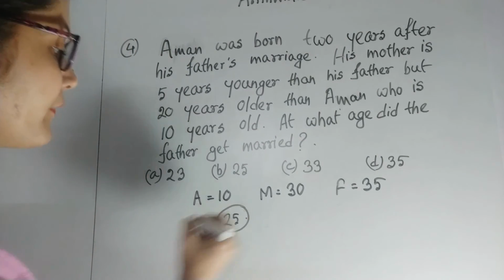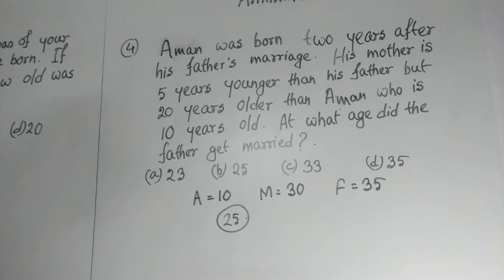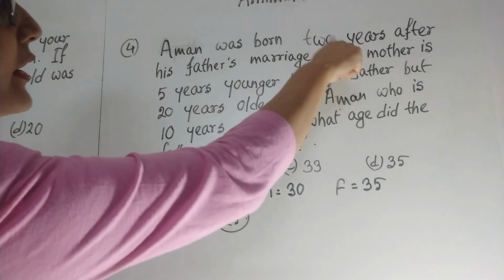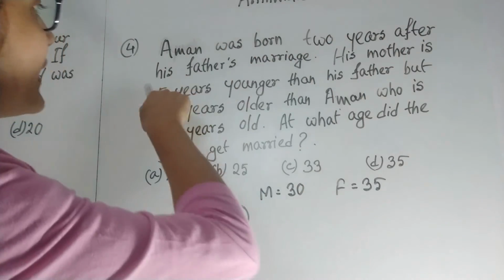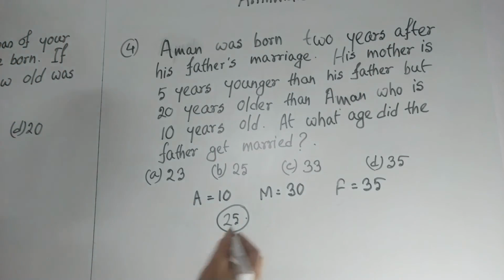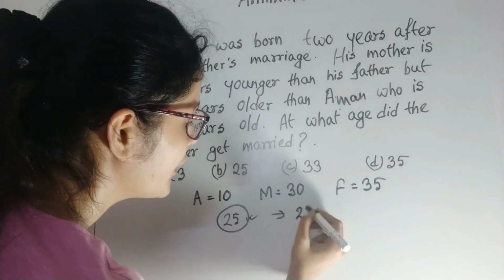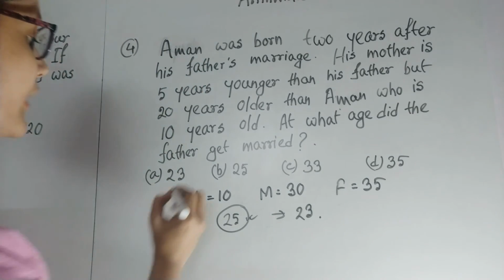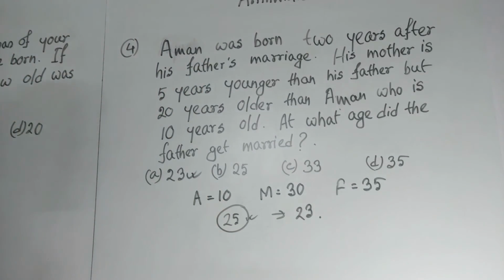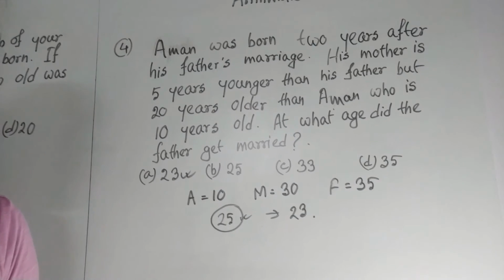At the age of 25, he was already married for 2 years, because Aman was born 2 years after his father's marriage. So he got married at the age of 23, right? So here 23 will be the answer. Okay. Next, today's last problem.